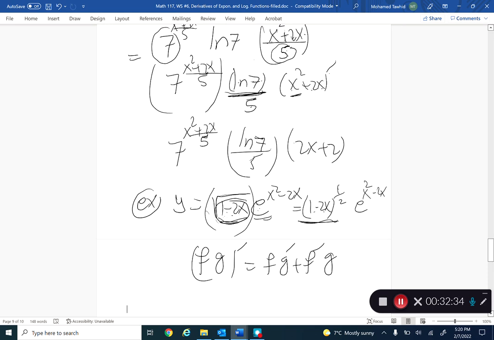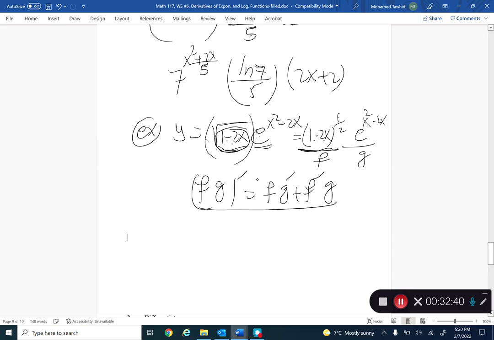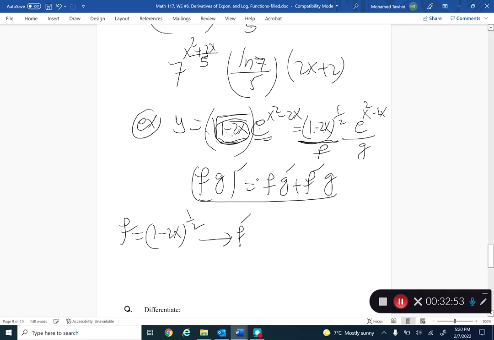So now I take the first one as f, the second one as g. If you want, you can apply the rule like this, or do it separately. Take f: f here is 1 minus 2x to the power 1 over 2. Now I need to get f prime. How to get f prime? You have a bracket to the power n. A bracket to the power n, that is our rule.